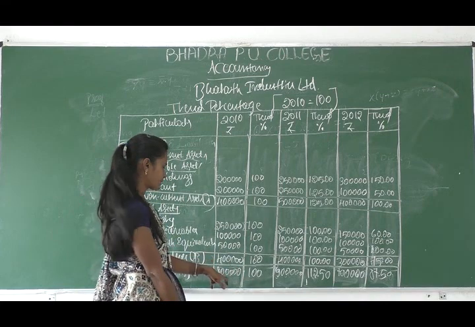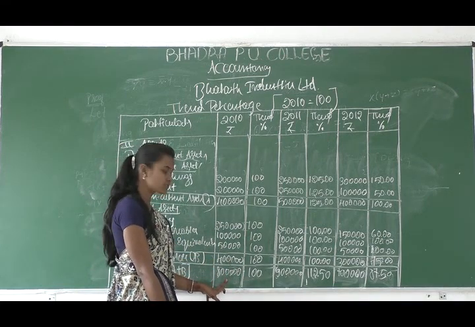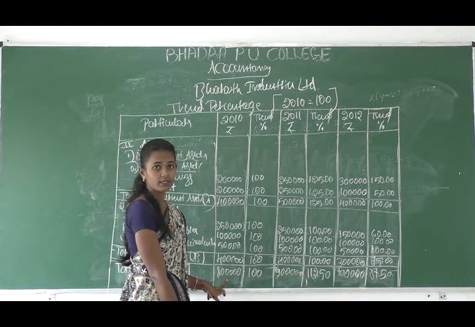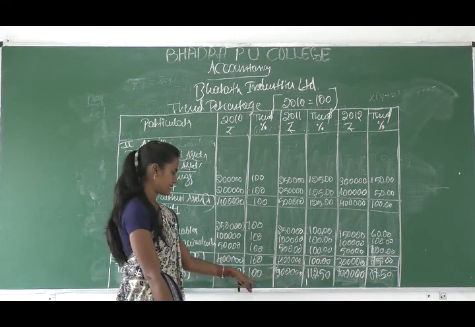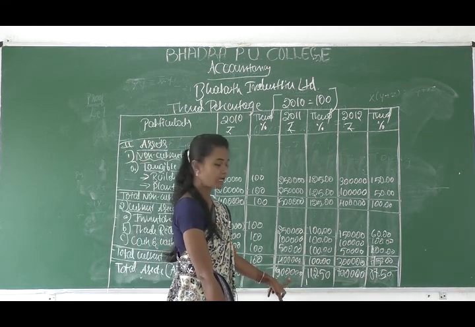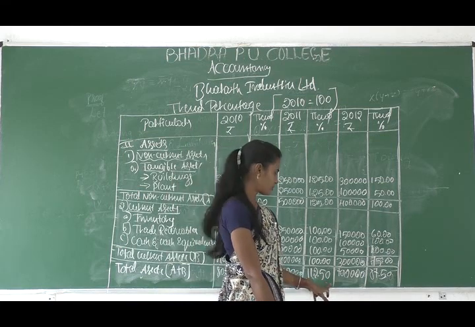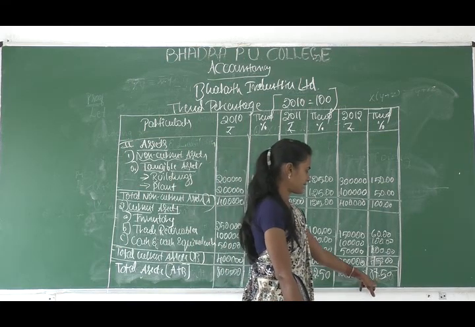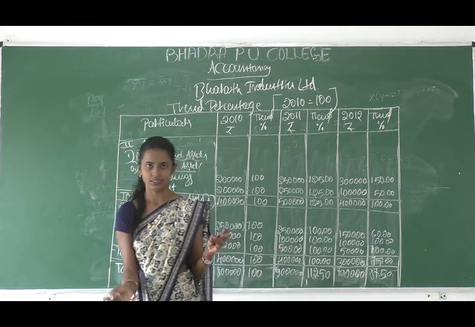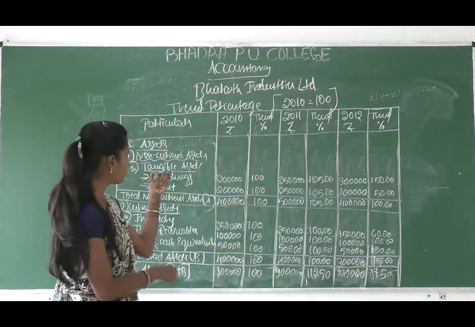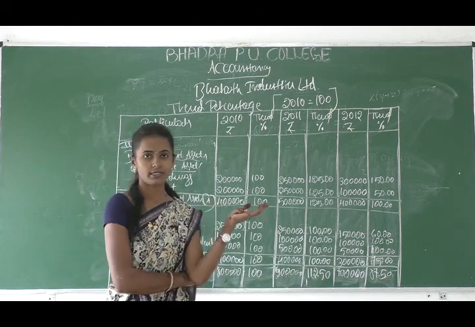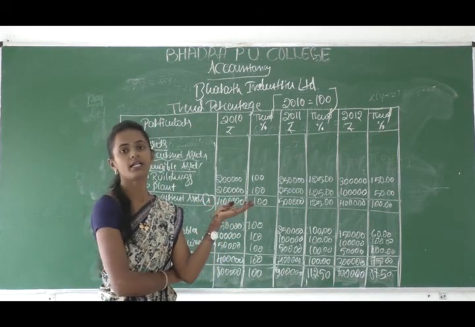Once again, check these things. In the case of total equity and liabilities, we have the same amounts: 8 lakh is 100%, 9 lakh is 112.50%, and 7 lakh is 87.50%. Yes, this is your trend percentage, that is, the trend percentage of a balance sheet.